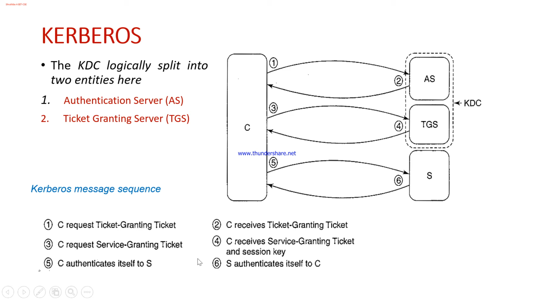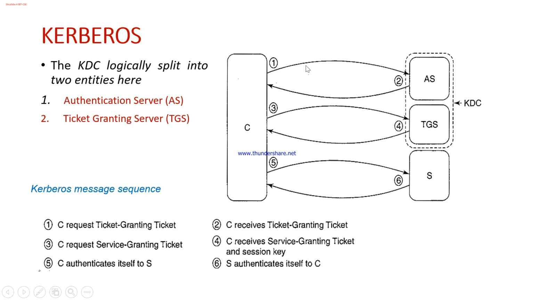Here C is the user, A is the short form of authentication server, TGS is the ticket granting server, and S is the server with whom the client wants to communicate. So client in short is C, server in short is S. The function of the key distribution center in Kerberos has been divided into two functions, that is authentication server and ticket granting server.